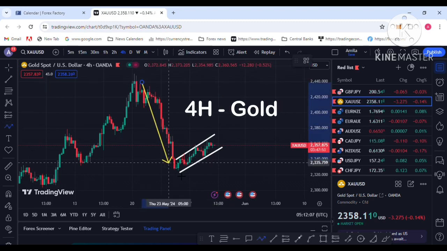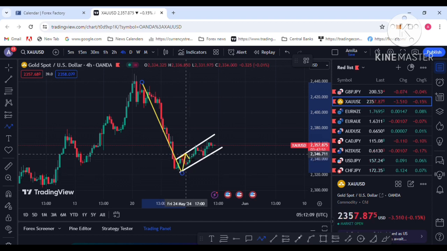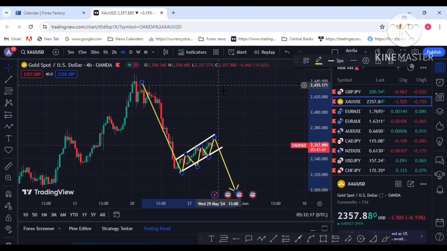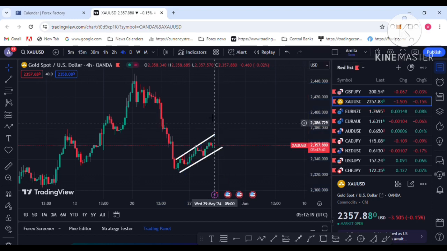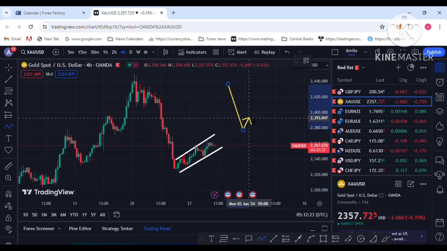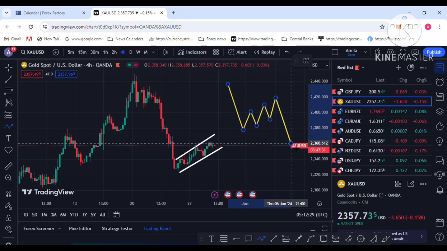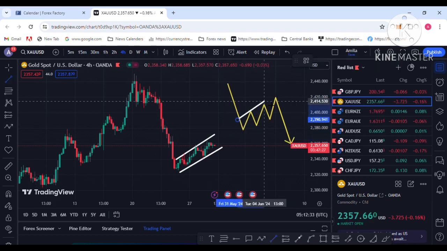This is the first pattern I would like to tell you: the bearish flag pattern. This is the flag, and this is the continuation of the downtrend. The flag is a continuation upside and then the drop. This is the bearish flag pattern on the gold 4 hour chart.